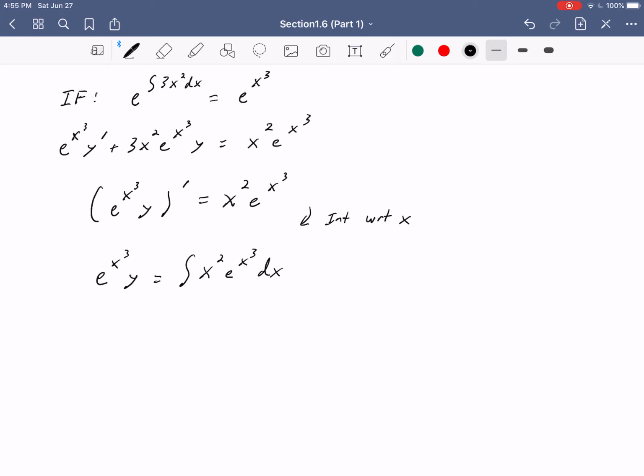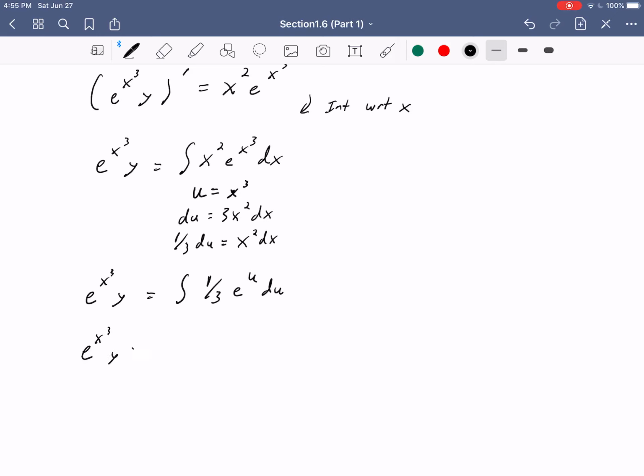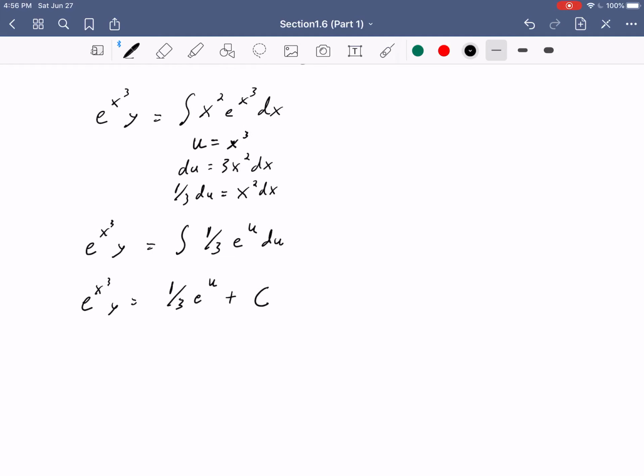Well, probably easiest to do this as a quick u-sub, u equals x^3. We identify that there's a need for a u-substitution because we have a composition, e to the x^3. du is going to be 3x^2 dx, which means we're going to get a factor of 1/3, so we only have an x^2 dx. We get e^(x^3) y is the integral of 1/3 e^u du. Now we can go ahead and finish our integral, 1/3 e^u. Make sure you put your constant of integration, and then resubstitute. e^(x^3) y equals 1/3 e^(x^3) plus c.